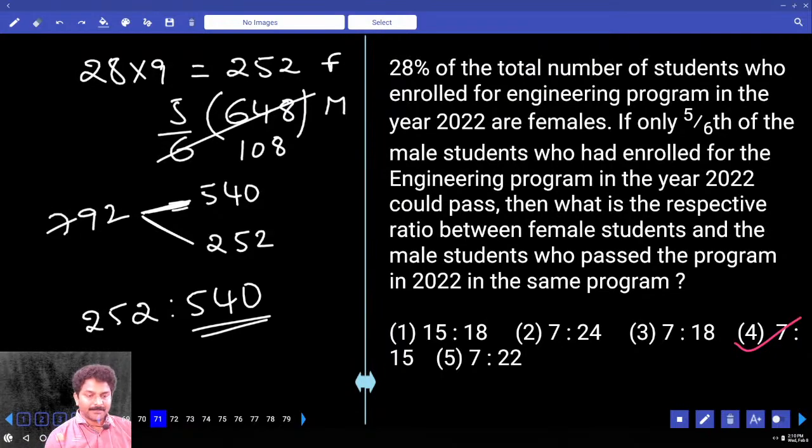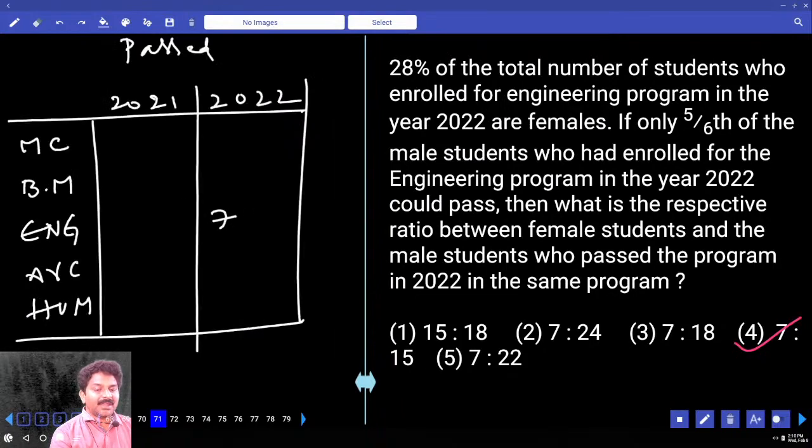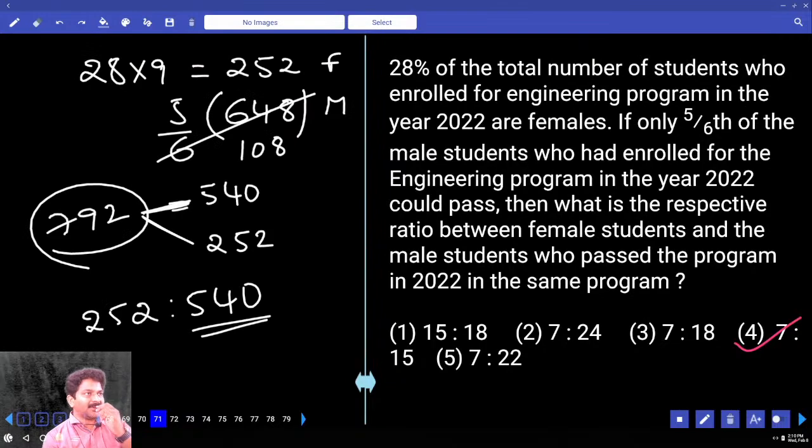So how much is here? 792, because we calculated this value, I'll write this in the table.